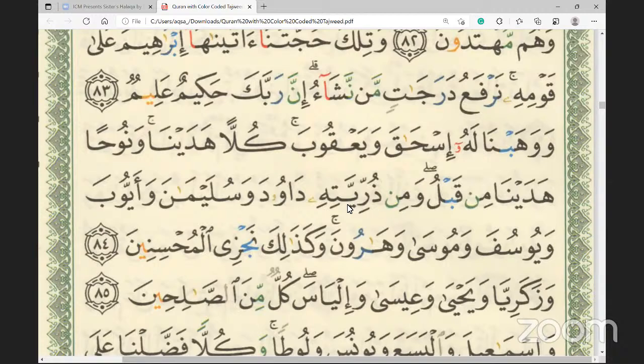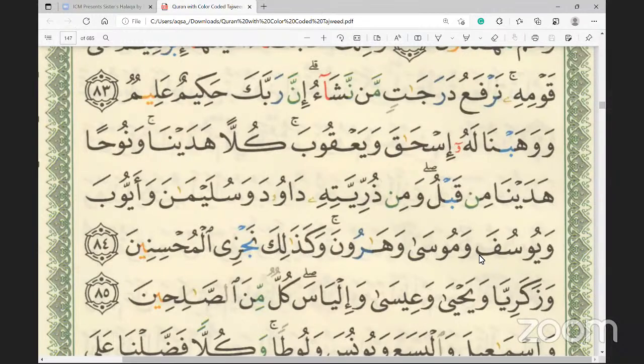Wa min dhurriyyatihi. Notice here, dhurriyyatihi. Why did I say he? Because of this little crooked ya on the back. Wa min dhurriyyatihi Dawuda wa Sulaymana wa Ayyuba wa Yusufa wa Musa wa Harun. You can actually extend this one if you stop at it because of this one.